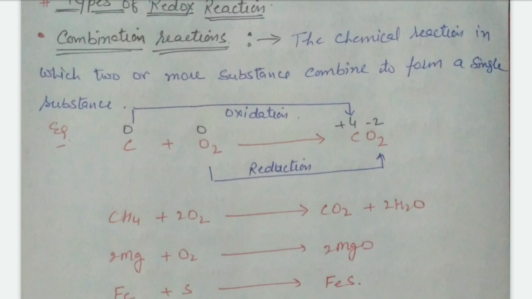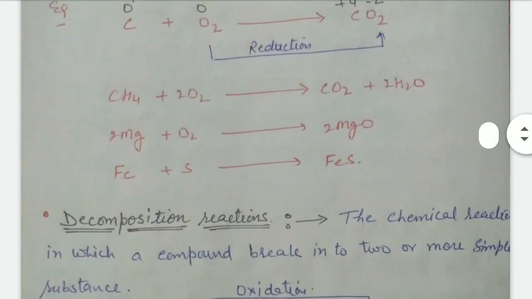so it indicates the reduction reaction. Also, these are common examples: CH4 and O2 form CO2 plus H2O, Mg plus O2 combine to form MgO. Also, iron combines with sulfur to form FeS, ferrous sulfide.